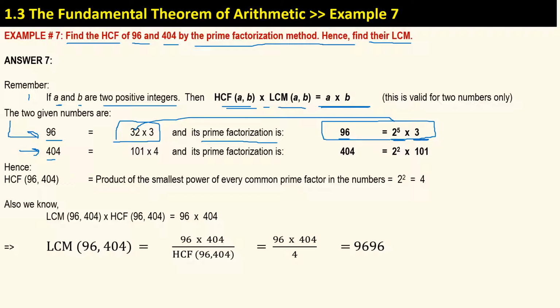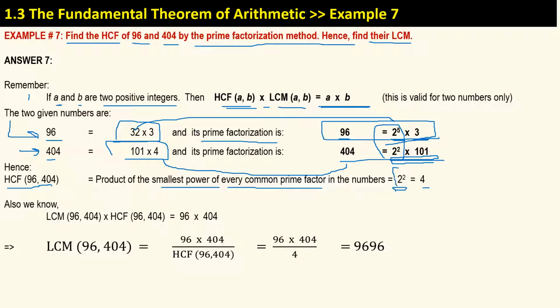Similarly, 404, we decomposed it into 101 multiplied by 4. But we decompose it further into the prime factorization of 404. We get 2 raised to power 2 and 101 raised to power 1. Hence the HCF of 96 and 404 will be 2 raised to power 2, which is 4, because HCF is the smallest power of every common prime factor, and the common prime factor between these is only 2. And we take the smallest power, which is 2 raised to power 2, that is, the HCF of these two numbers, 96 and 404, is 4.